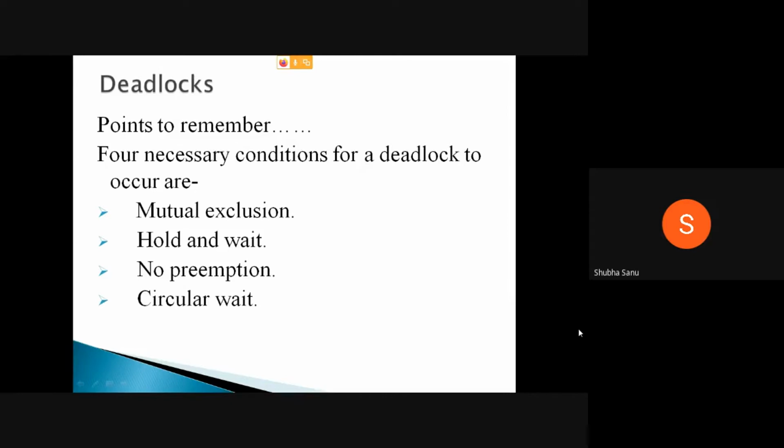There are four necessary conditions for a deadlock to occur. They are mutual exclusion, hold and wait, no preemption, and circular wait. So you have to remember all these 4 points. These four are necessary conditions for a deadlock to occur. We will tell the system is under deadlock only when the system satisfies all these four conditions.